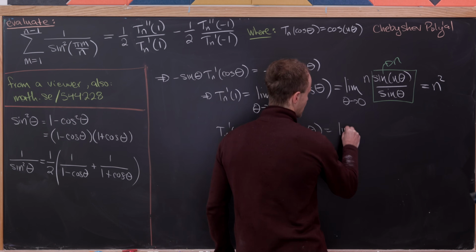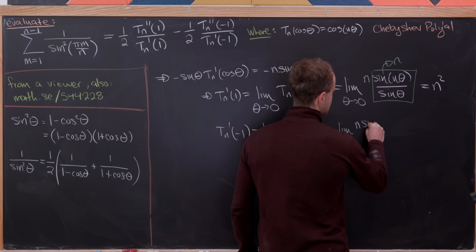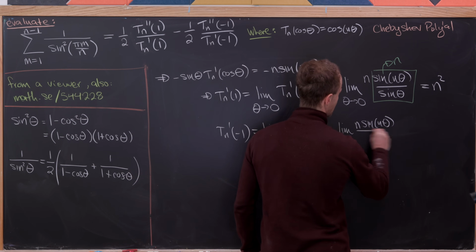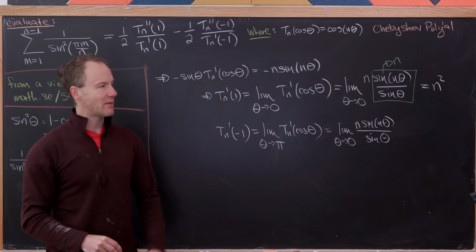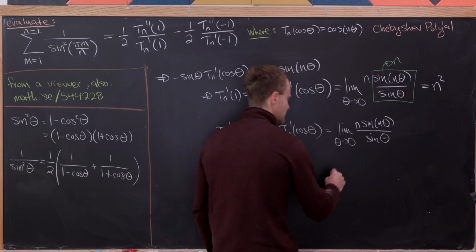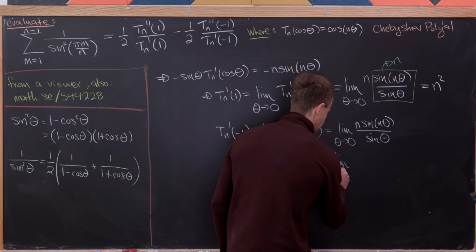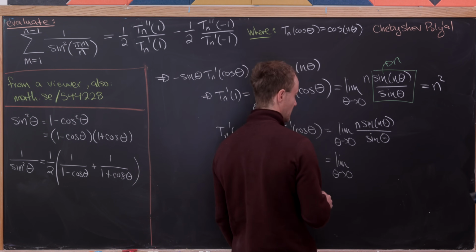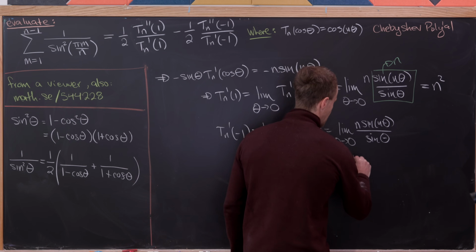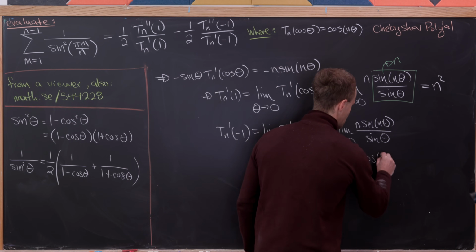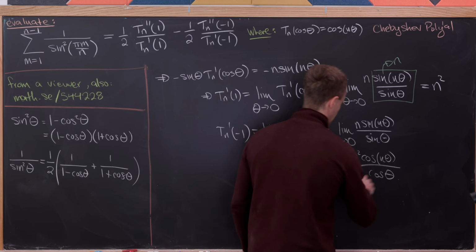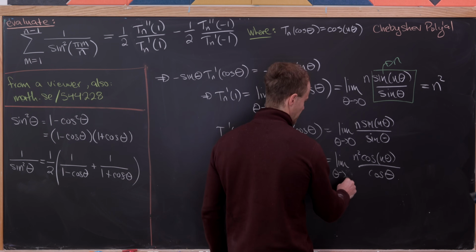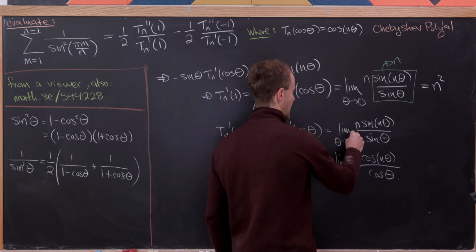But now that's going to be the limit as theta goes to 0 of n times sine n theta over sine theta. But now at this stage, maybe we'll use L'Hopital's rule. So applying L'Hopital's rule, we'll get the limit as theta goes to 0 of n squared times cos n theta over cos theta. And this should have been going to pi.